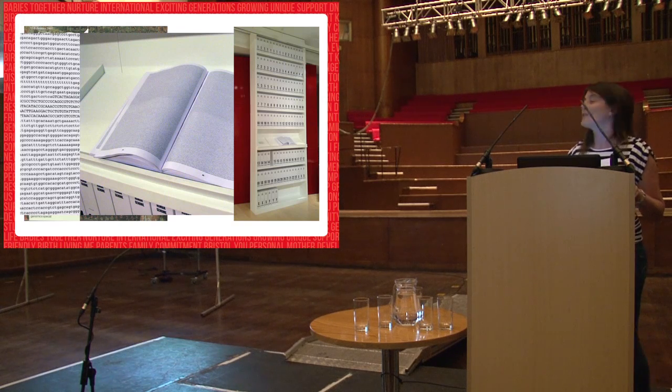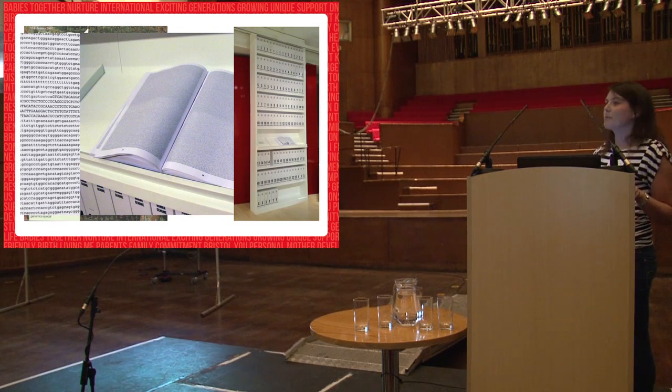So this is what a very tiny part of it looks like. You probably can't see this, but there's a list of A, G, C's and T's that make up a tiny part of this person's human genome.